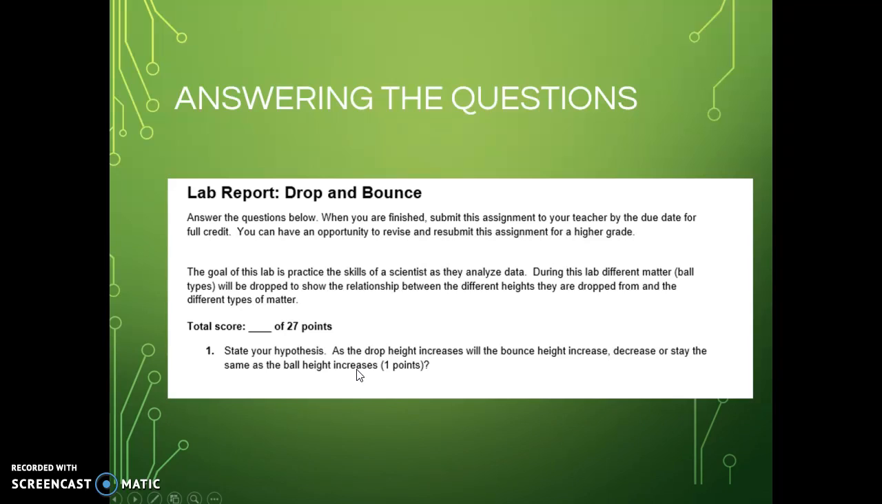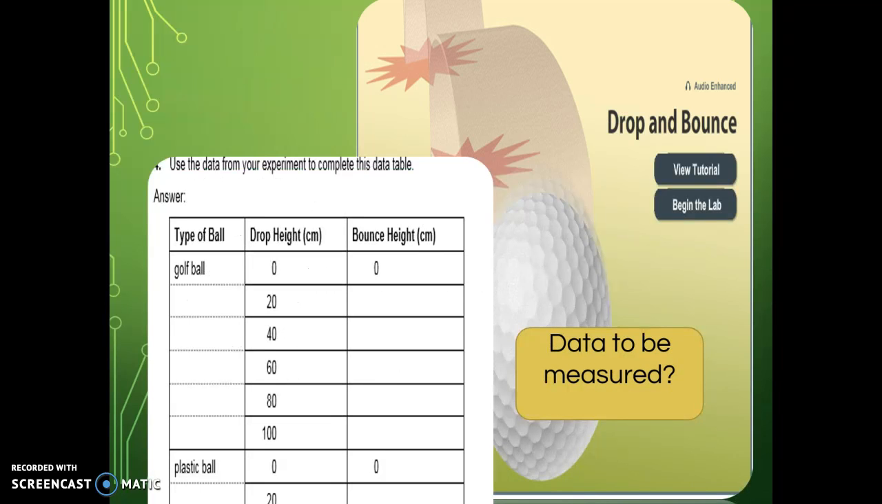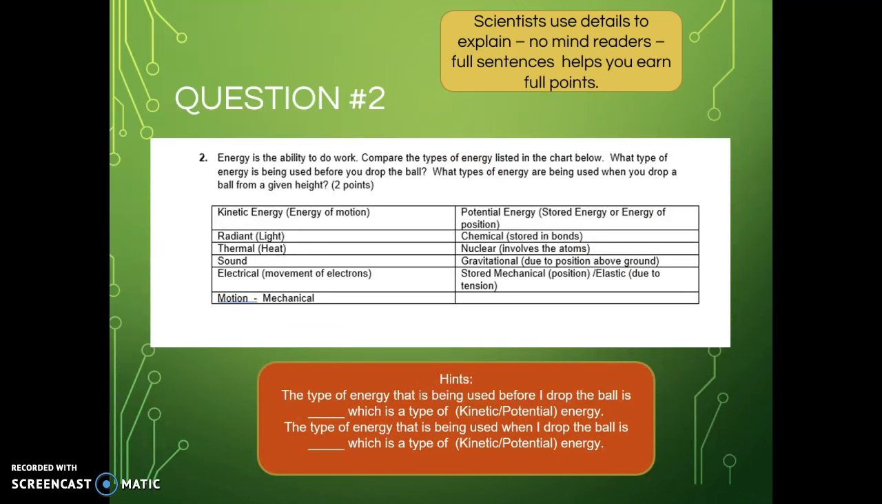So you will be rewriting your hypothesis as an if-then statement using this information. So I could reword it as if the drop height increases, the bounce height will, and then you pick increase, decrease, or stay the same. So that's just helping you out so you get the full points for that. We will be collecting data, and you'll want to understand how the data is being measured.